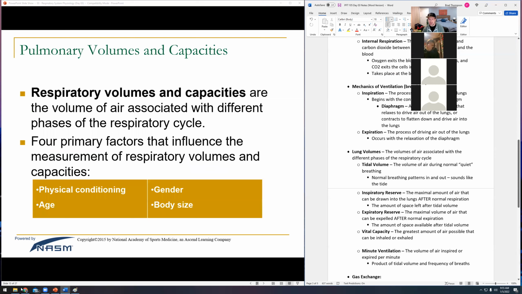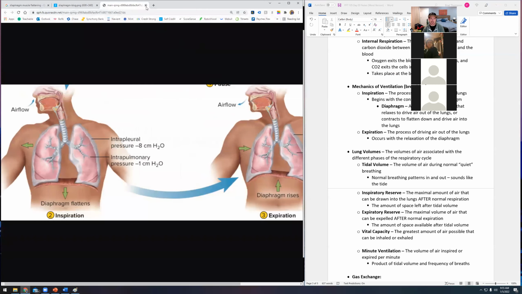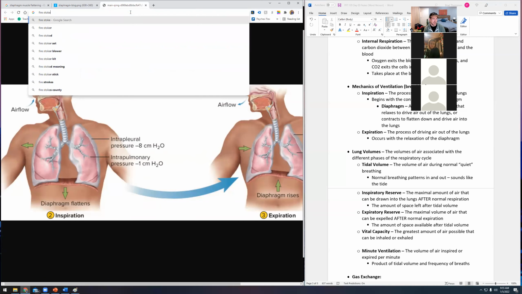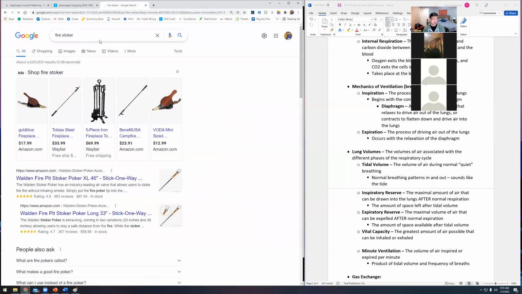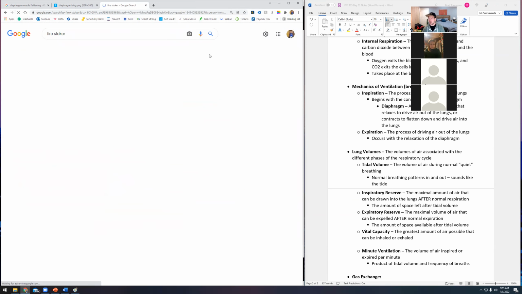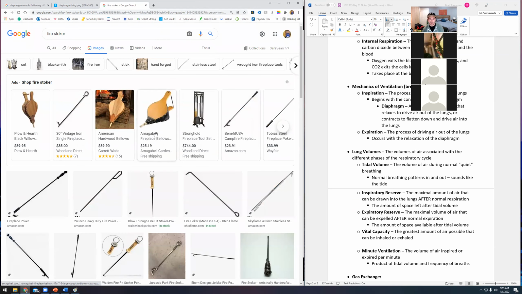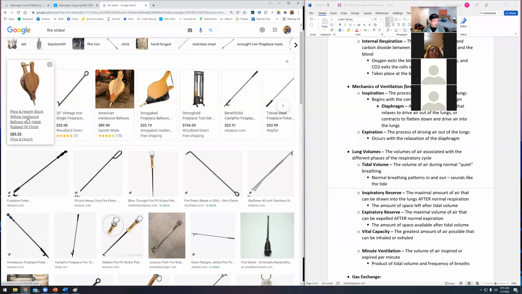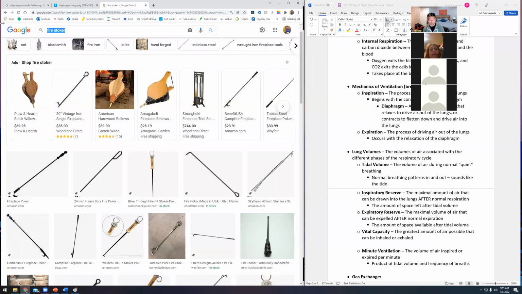This is also what you'll see sometimes. You ever see like a fire stoker? I can't remember what they're actually called. Is that literally what they're called? You ever see these in old timey movies? They've got fire stokers. That's a fire poker. Bellows, that's what they're called. They're called a bellows.